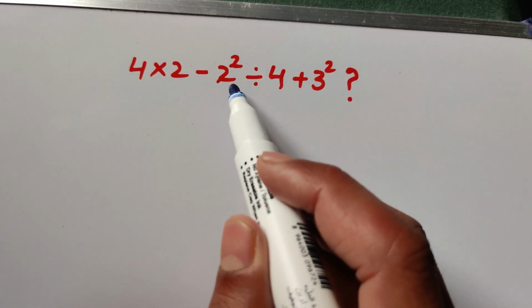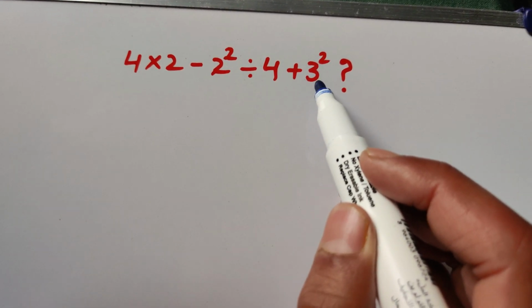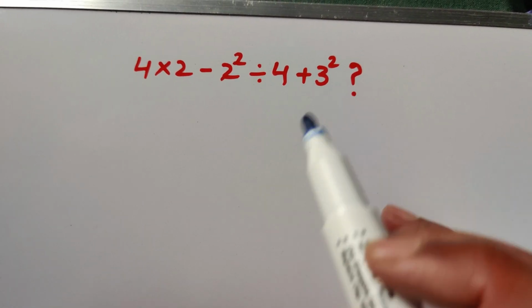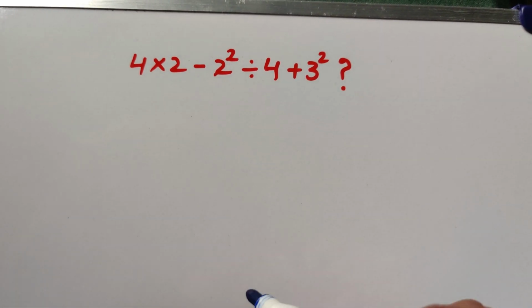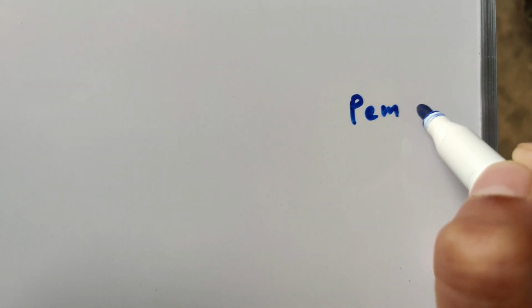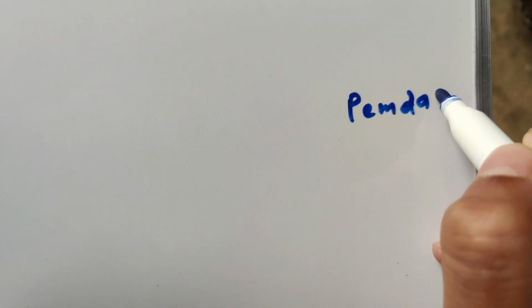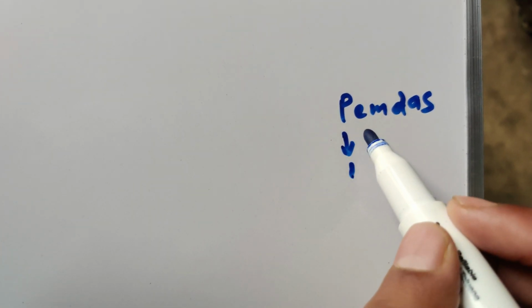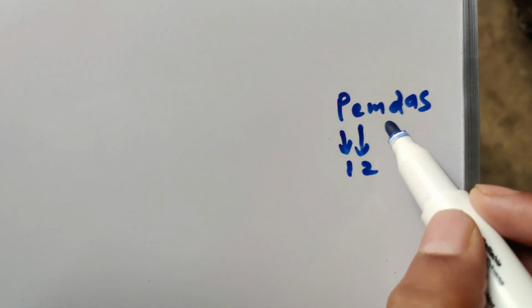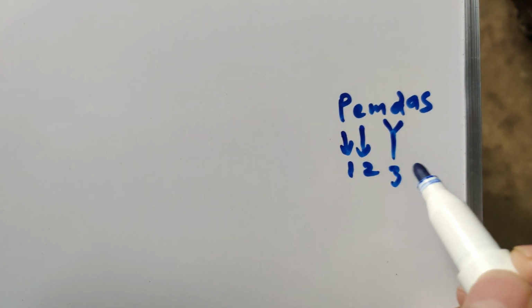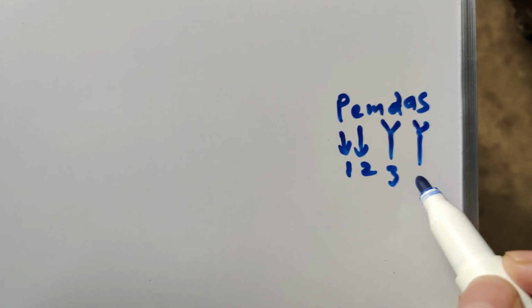4 multiplied by 2 minus 2 to the power of 2 divided by 4 plus 3 to the power of 2. Okay, so follow the order of operations. We use PEMDAS, right? PEMDAS: parentheses first, exponents, then multiplication and division, right? And then addition and subtraction.